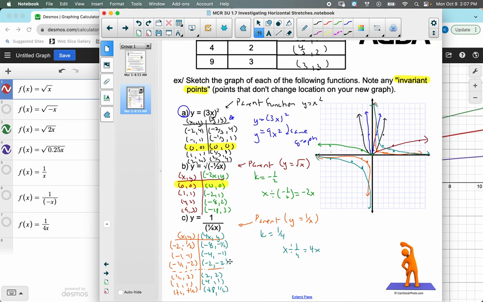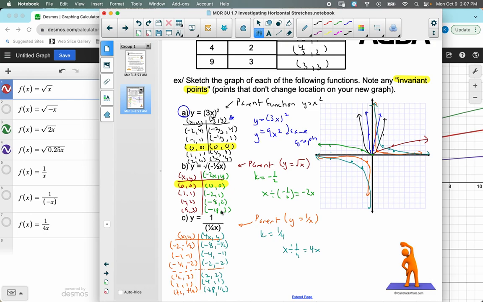The other thing that we don't have with this graph is an invariant point or something that doesn't change. So all the points changed on this one. Y's didn't, X's did, but we don't have anywhere where they intersect at a point that we previously had, okay?